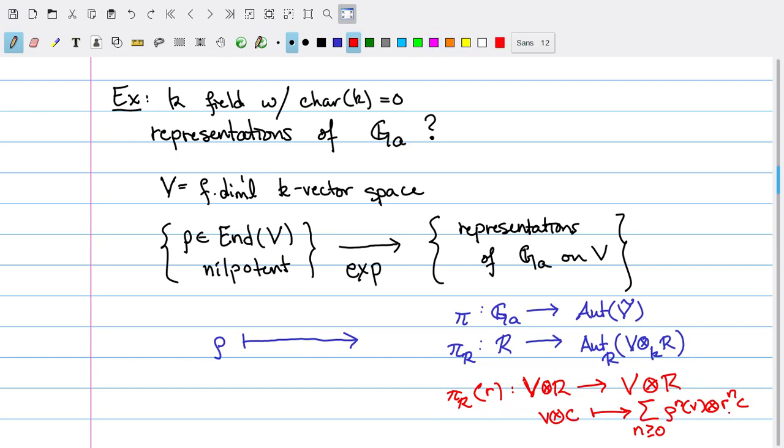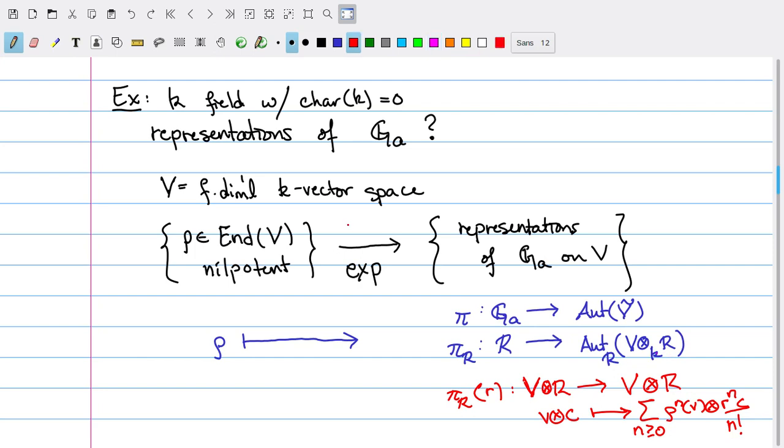I apologize, there's a bit of a typo here. I need to divide this by n factorial in order to make the homomorphism work out. You can see the nature of the exponential function reflected in the definition. Moreover, because rho is nilpotent, we're not going to add up infinitely many terms, so we don't have to worry about convergence of this sum. This is really good, because without any topology in our field, we don't even know what convergence means here.